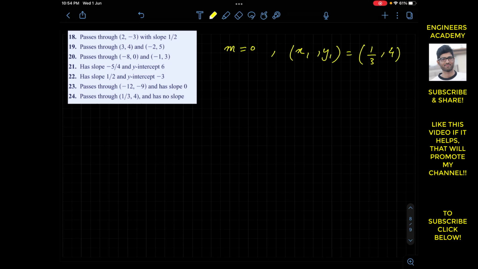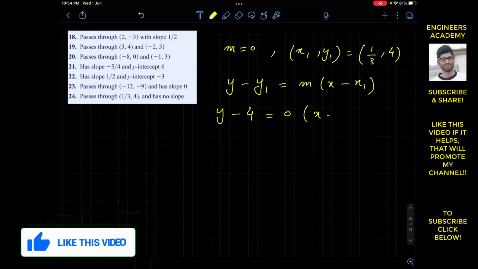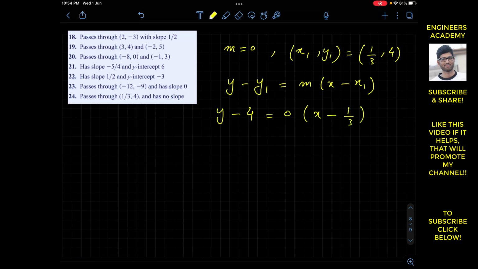Again, we can use the point slope equation, that is y minus y1 equals m times x minus x1. Now y1 is 4, so this is y minus 4. The slope is 0, and x minus x1 is x minus 1 divided by 3. So the right hand side of the equation becomes 0, and we can say that y equals 4. So this is the equation of that straight line which has a slope of 0 and passes through this given point.